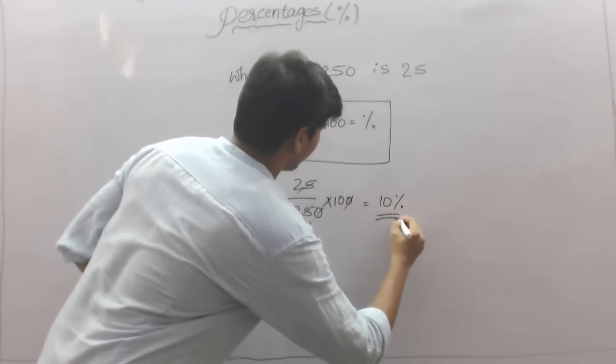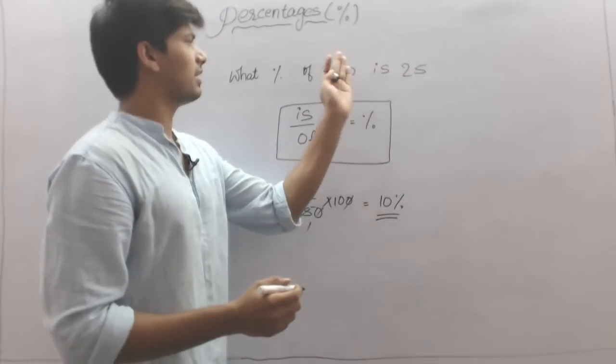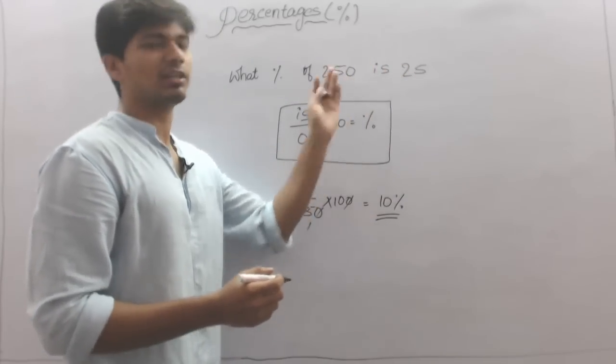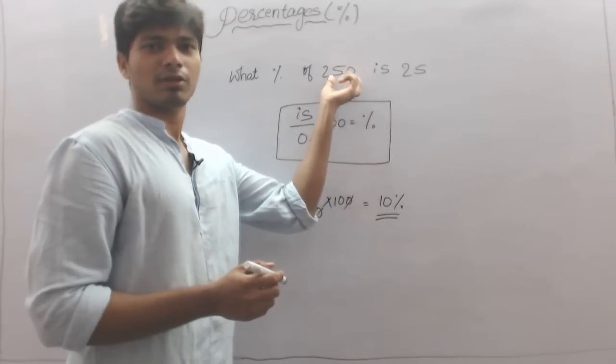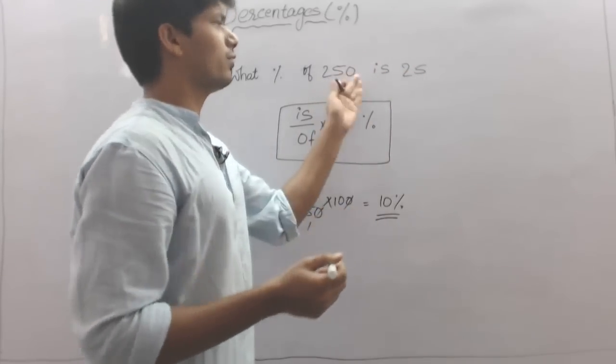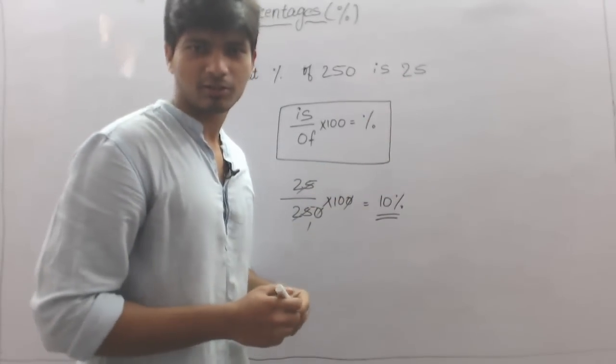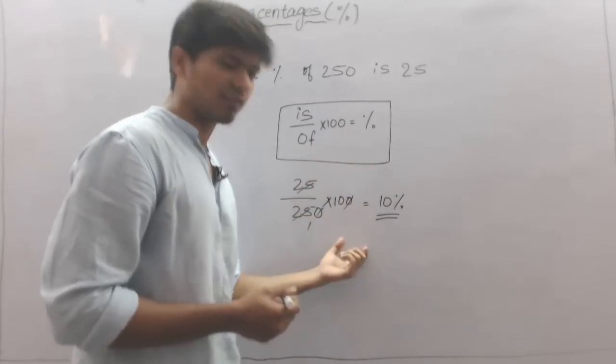So 25 is 10 percentage of 250. Then what is 250 of 25? 100 percentage. For clarity, this is the conventional way.